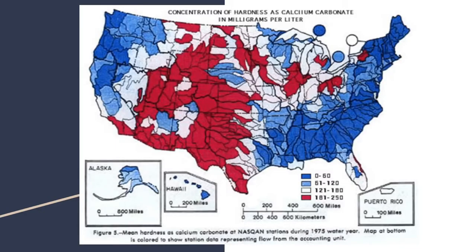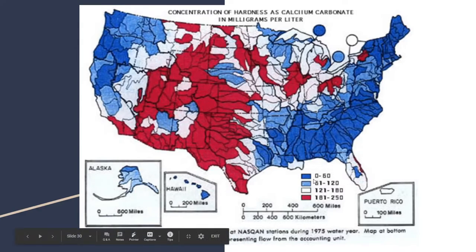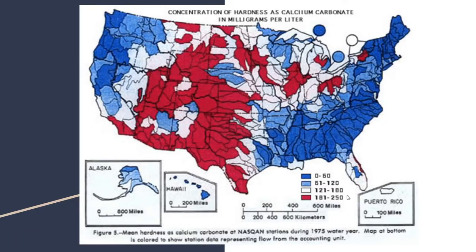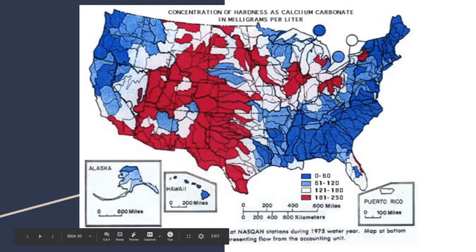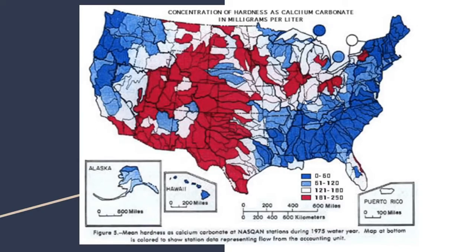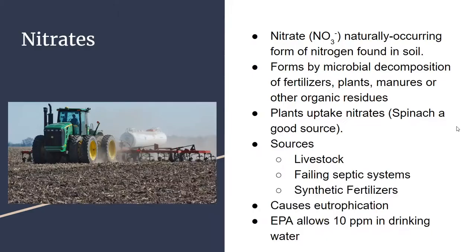So, concentration of hardness as calcium carbonate in milligrams per liter. As you look here, the blue is the lowest, red is the highest. Looking around our area, we can see that we're in the upper range of 120 to 180, but there are other areas in the world that are much worse than us. They have some pretty hard water. But again, this is just showing you regional data. If you were to zoom in on a specific area, you might find that there's more red or blue depending on what type of soil is there. But just to give you an idea of what's out there.